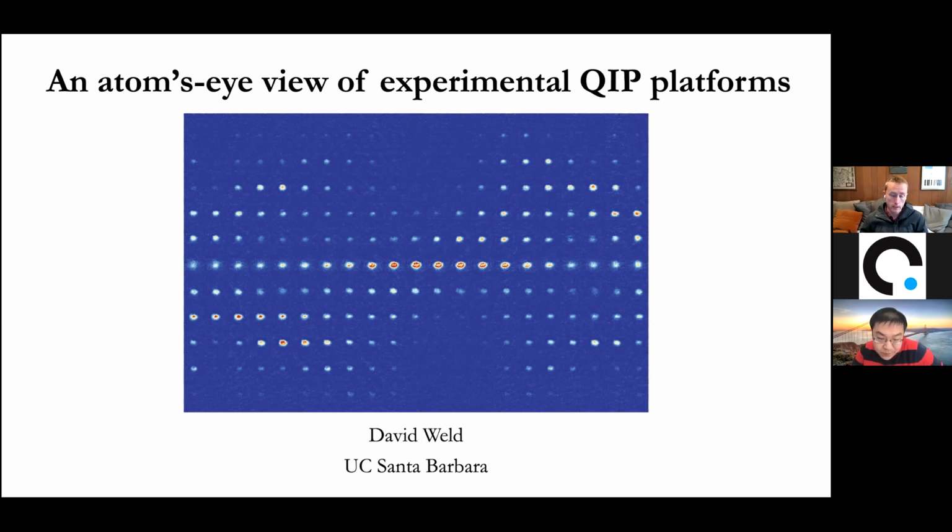What I wanted to talk about today is, as the title says, an overview from the atomic perspective of experimental quantum information processing platforms. The talk comes in two parts. First, from the perspective of my tribe, as Norm says, which is the tribe of experimentalists, I'm going to contextualize the role of atomic physics, and in particular neutral atoms, within the CIQC and within quantum information processing efforts more broadly.